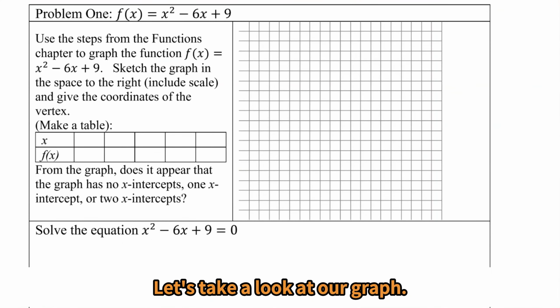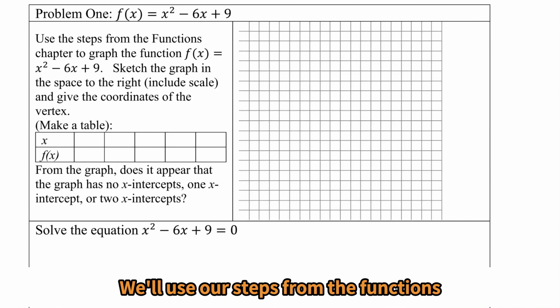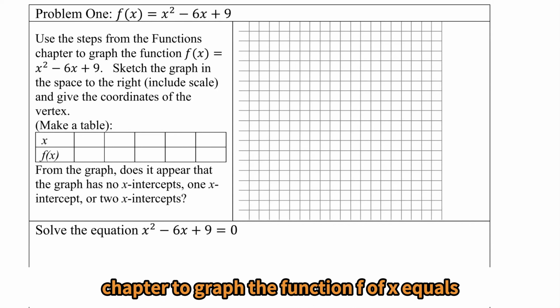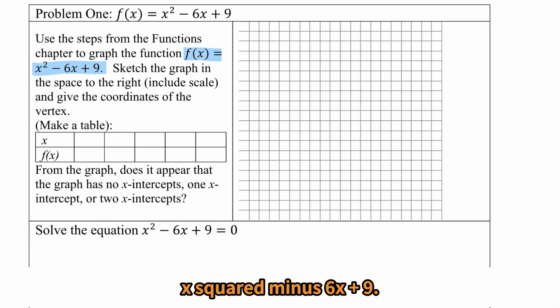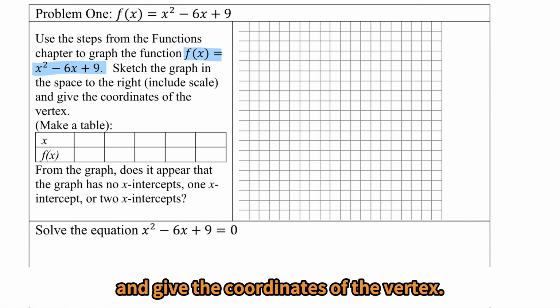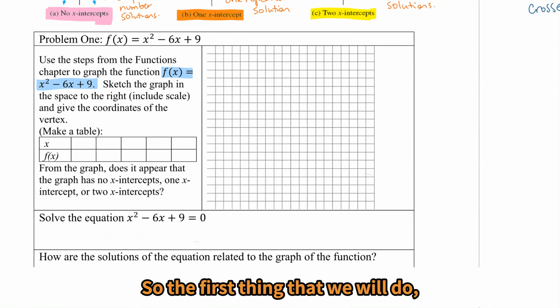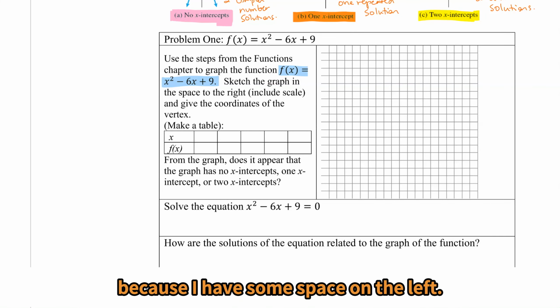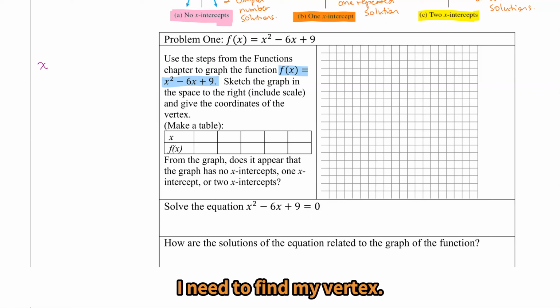Let's take a look at a graph. We'll use our steps from the functions chapter to graph the function f of x equals x squared minus 6x plus 9. We'll sketch it on the grid to the right and give the coordinates of the vertex. So the first thing that we will do, I'll use the space on the left here. I need to find my vertex.